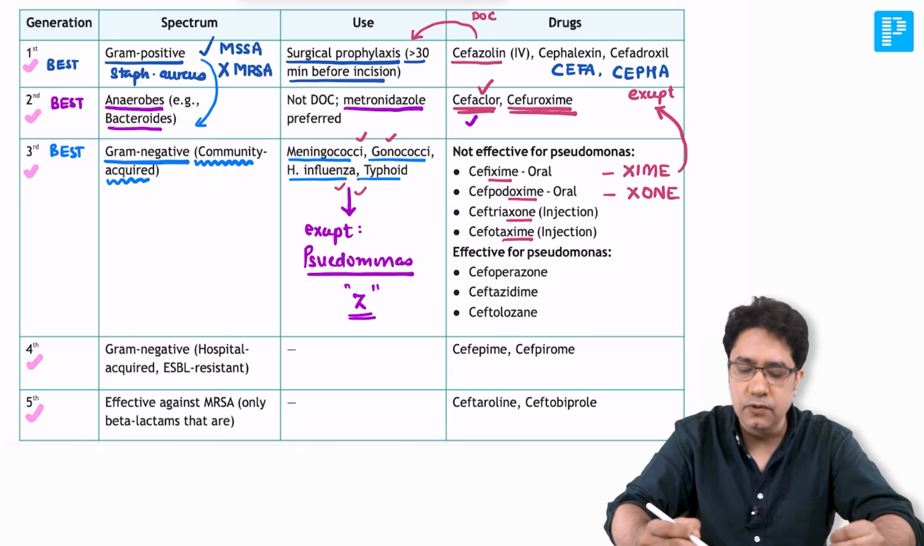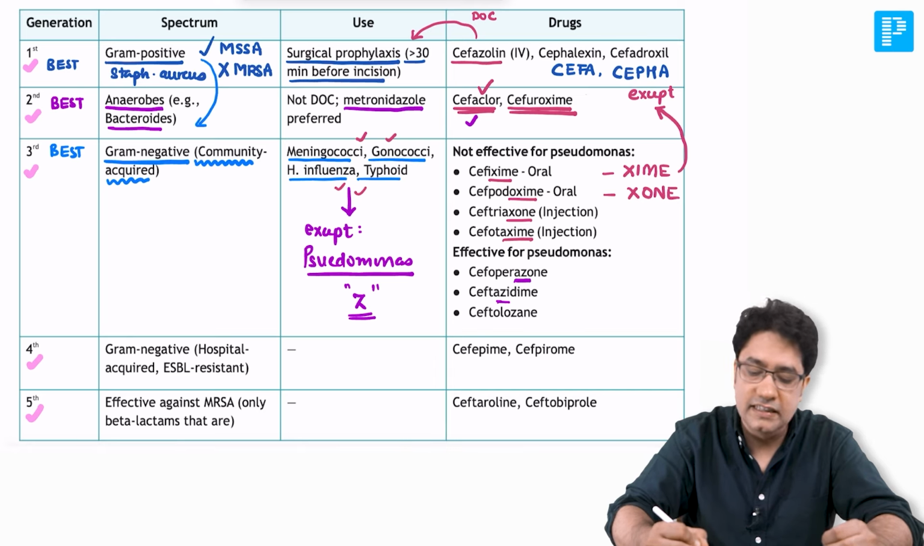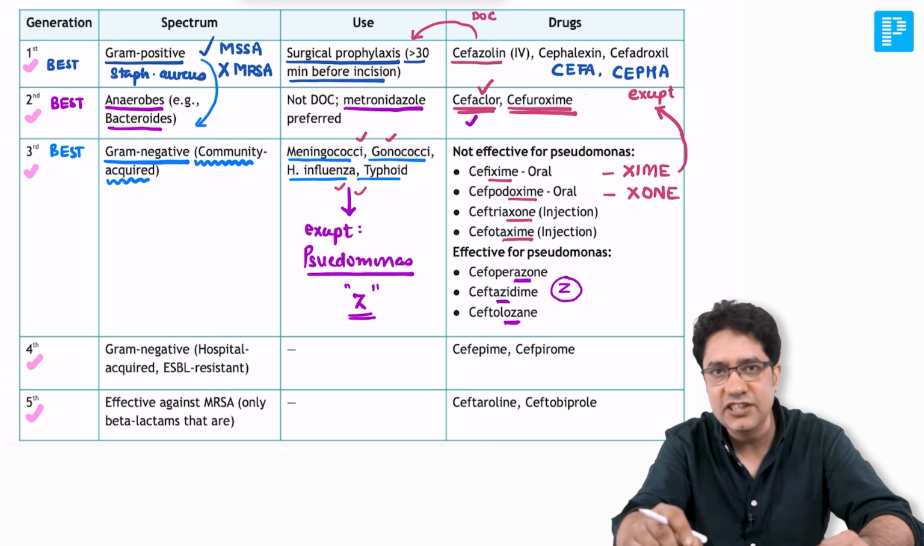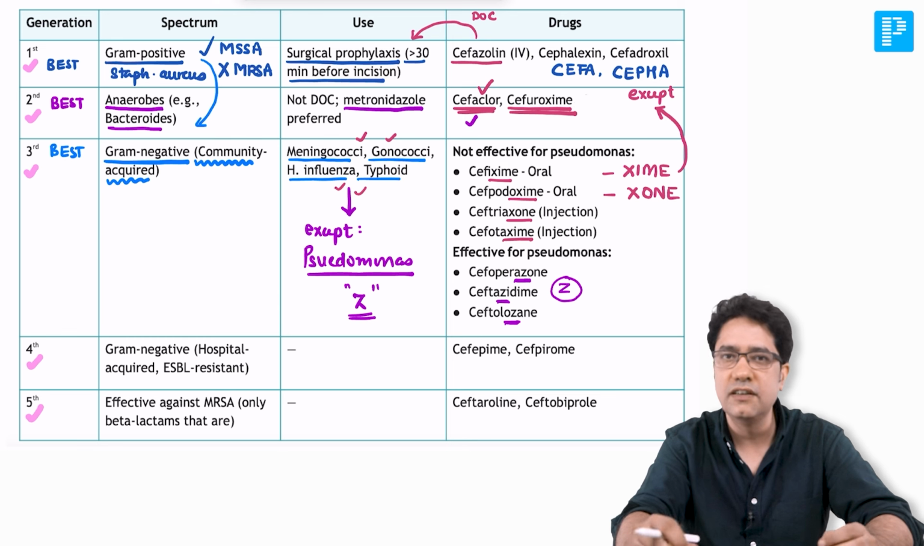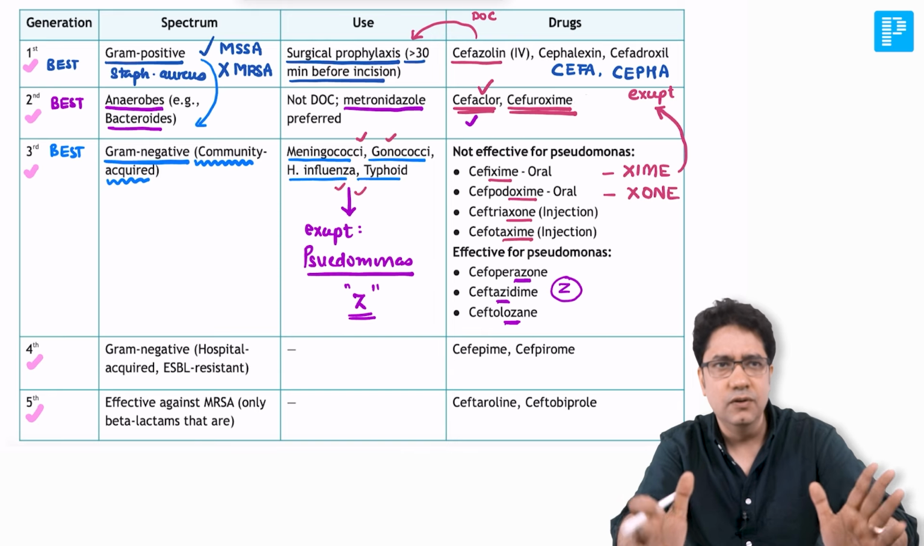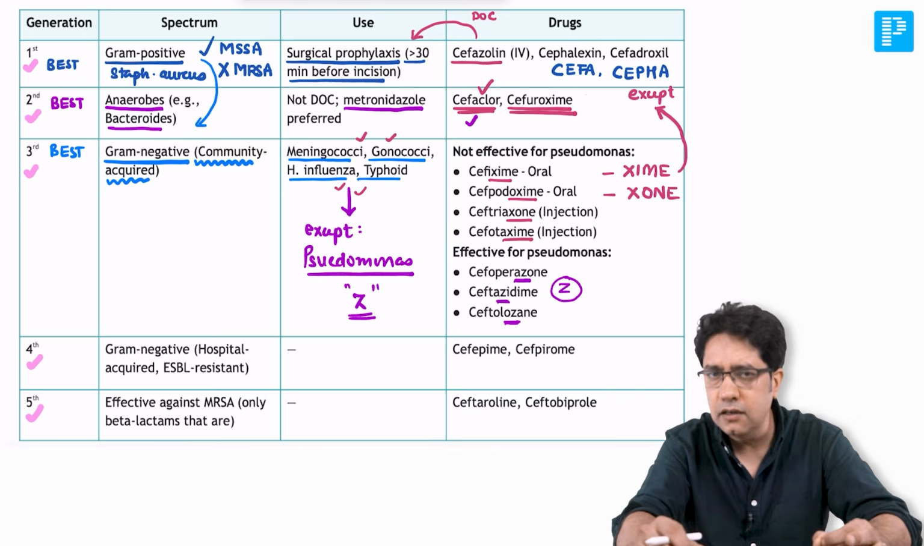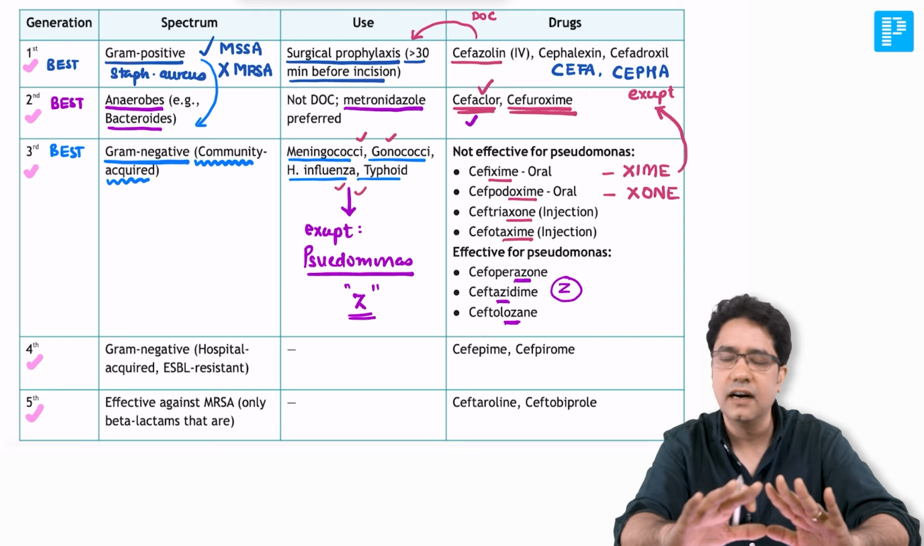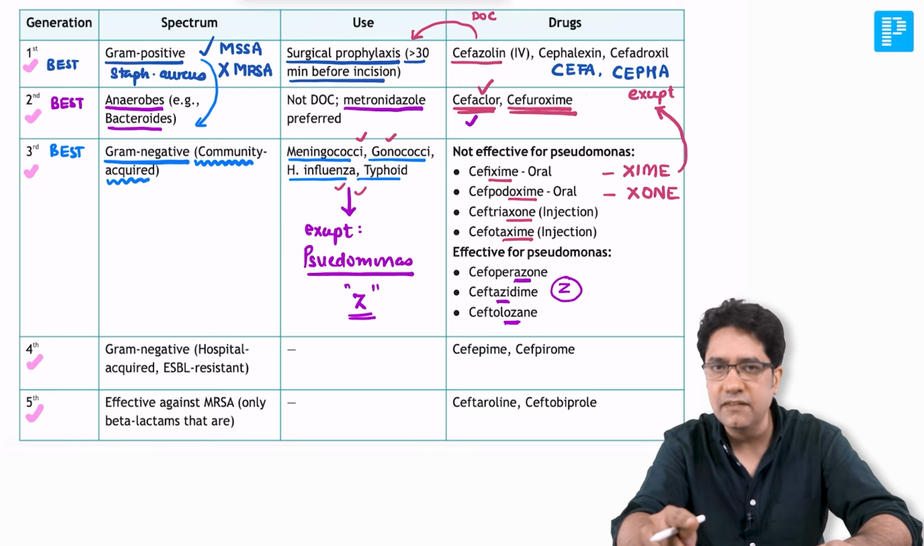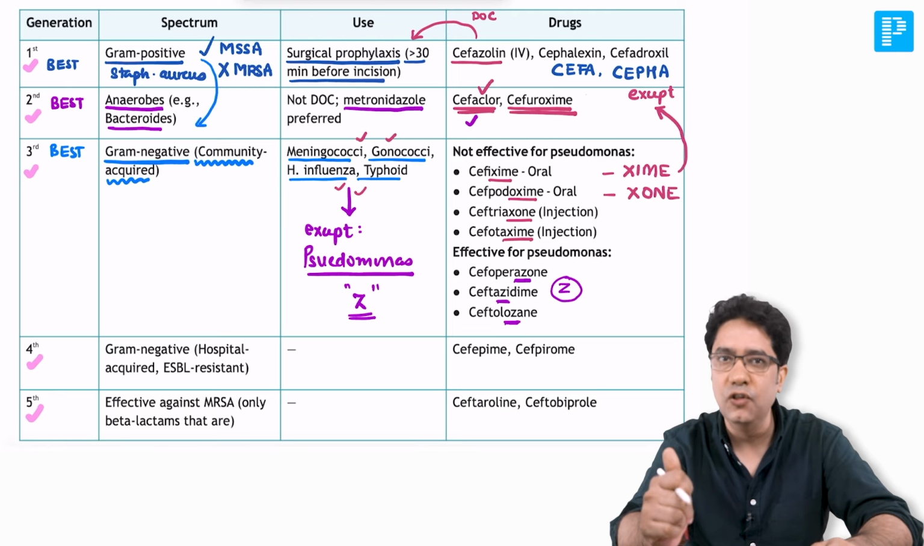So if I ask you a question, cefoperazone, ceftazidime, ceftolozane, they all have the Z alphabet in them. They are third generation anti-pseudomonal cephalosporins. So if I ask you, ceftriaxone, does it have the Z word in it? The answer is no. Cefixime, does it have the Z word in it? The answer is no. Will they be effective in Pseudomonas? The answer will be no.